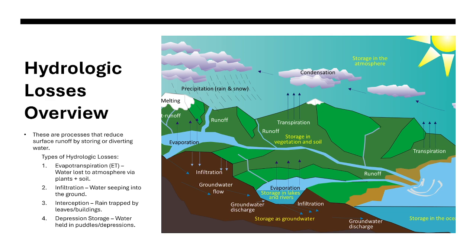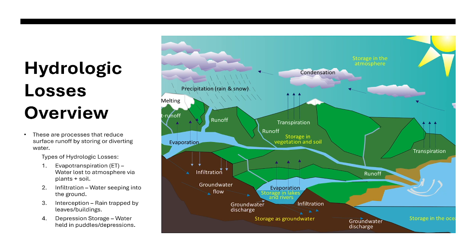Okay, hydrologic losses overview. These are processes that reduce surface runoff by storing or diverting water. So we have the first one, evapotranspiration, water loss to the atmosphere by plants and soil. Next, we have your infiltration, water seeping into the ground. Three, interception, rain trapped by leaves or buildings. And four, depression storages, water held in puddles or depressions.